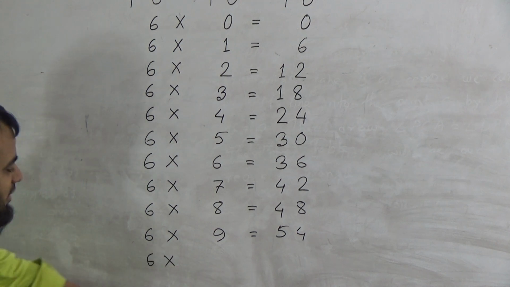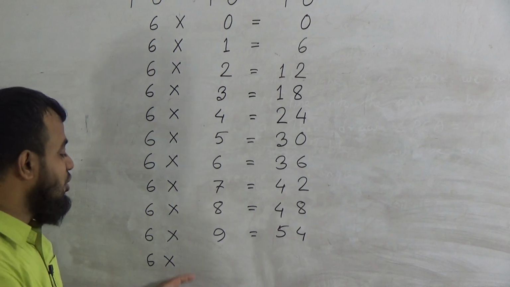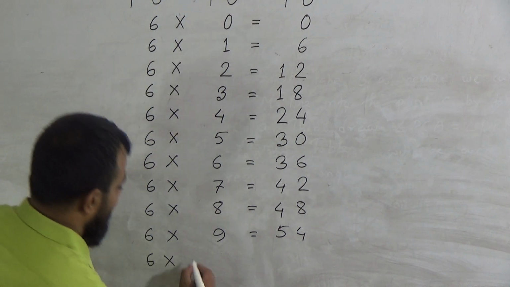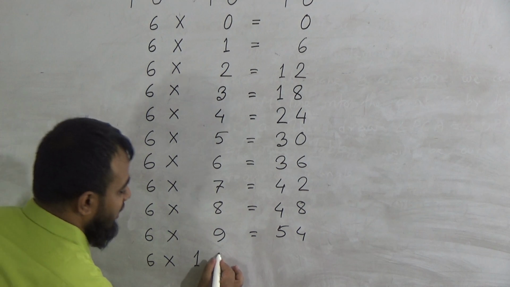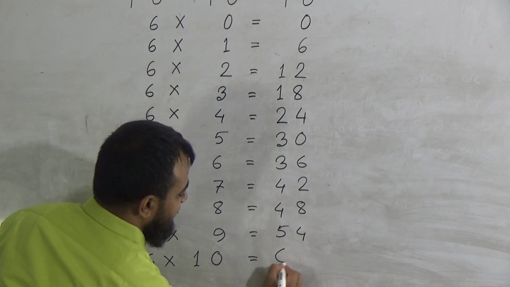Look at here. 6 tens are. 10 is a double digit number. That means we should write down 1 in the tens place, and we should write down 0 in the ones place. This makes 10. 6 tens are 60.